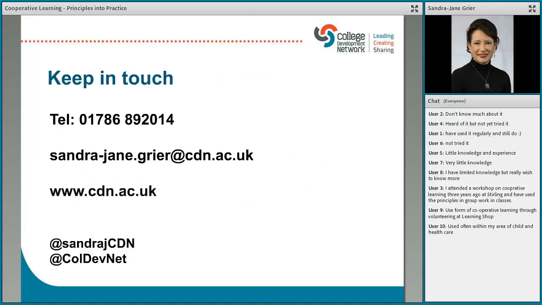So in conclusion, cooperative learning is a teaching and learning approach that has a substantive research base. So there's lots of ways you can go in and you can look at the research that underpins this as a teaching and learning methodology, and you can see whether it's something that you feel would work in your own particular context.